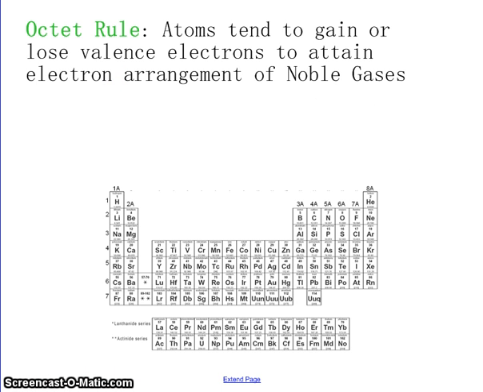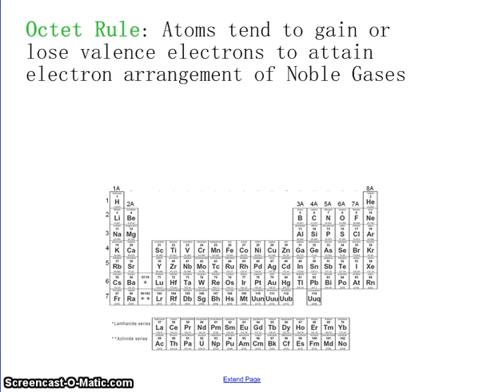When we're talking about ions, we try to follow what's called the octet rule, where atoms tend to gain or lose valence electrons to attain the electron arrangement of noble gases. Essentially all that's saying is so that they look like noble gases. What you have to be aware of is these atoms, these different elements, are not becoming noble gases. They'll just look like noble gases if we look at their electrons.